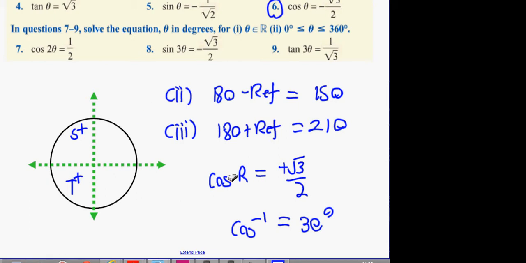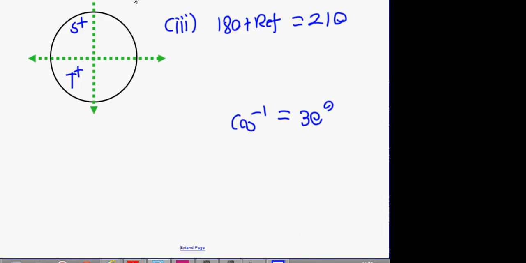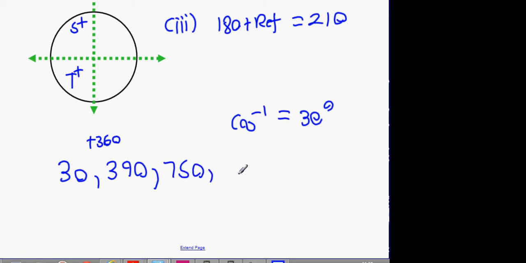Alright. Now, if this was the general thing, an answer that had no limits, here would be my answer. My first set of answers would be 30, then 390. What comes after 390? You just keep adding 360 onto it, because remember, it rotates all the way around and turns back to where it started, 750 after that, then 1110.